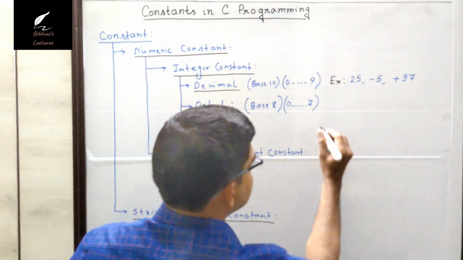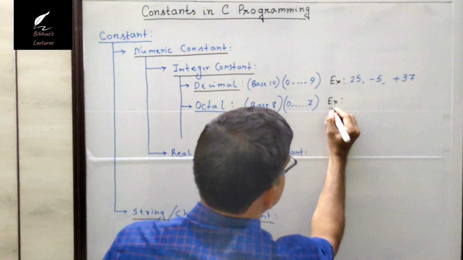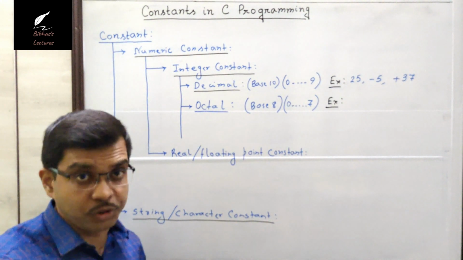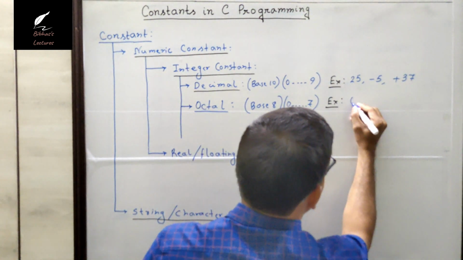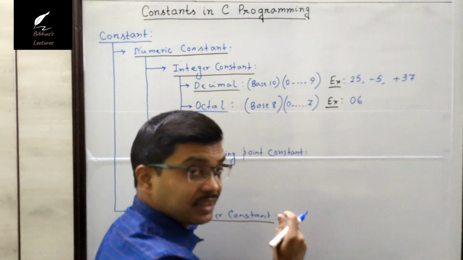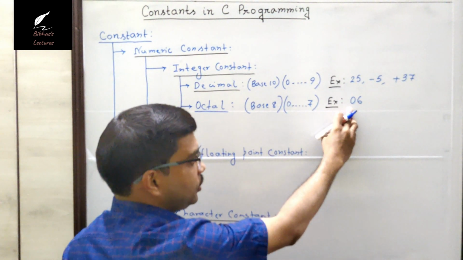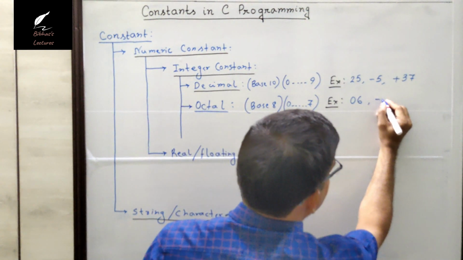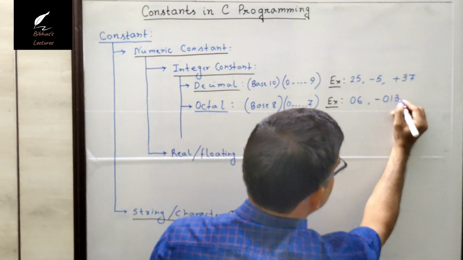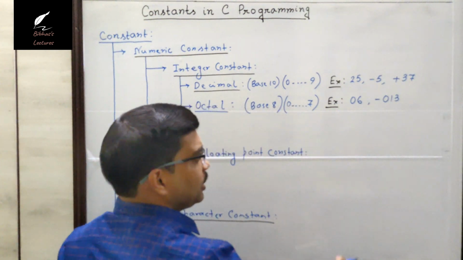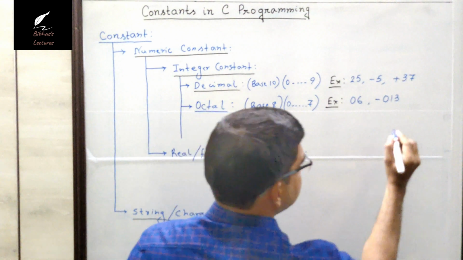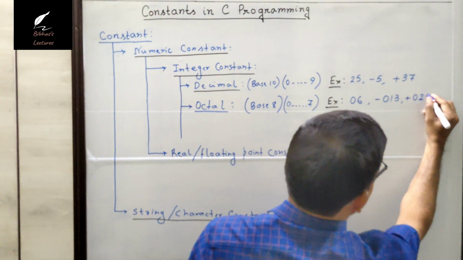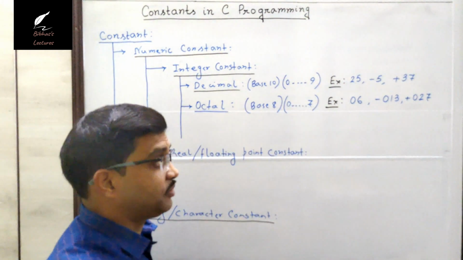Okay, now what are the examples of octal number system? So octal number actually starts with 0. So for example 06. So this is an example of an octal number. It starts with 0. Okay, now it is an unsigned octal number. Similarly, if we write minus 013, this is a signed octal number. Similarly, plus 027. So this is another signed octal number.